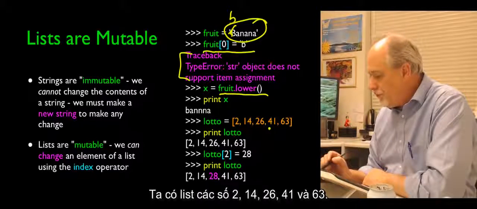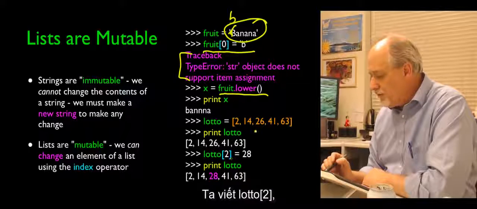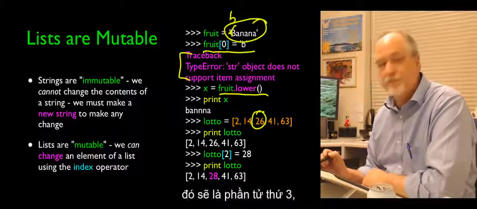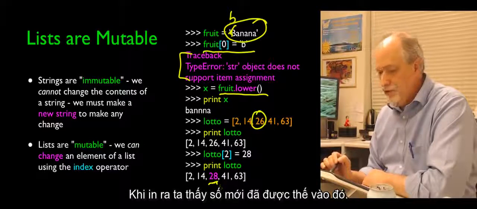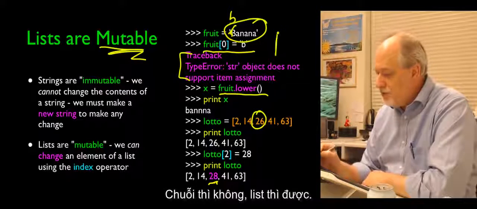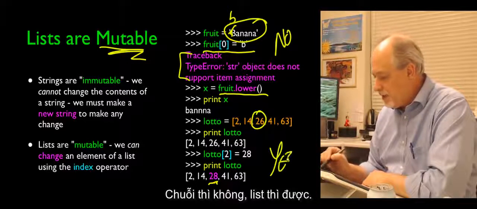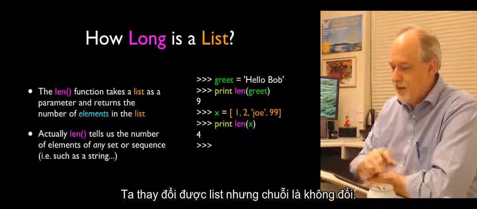So here we have a list: 2, 14, 26, 41, and 63. Then we say lotto sub 2. Of course, that is going to be the third item. Lotto sub 2 is equal to 28. Then we print it, and we see the new number there. So all this is saying is that we can change them, right? Strings, no, and lists, yes. You can change lists, but you can't change strings.